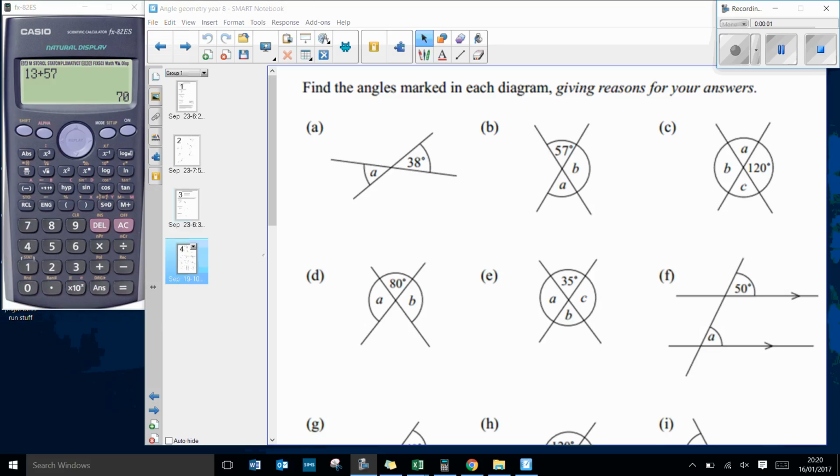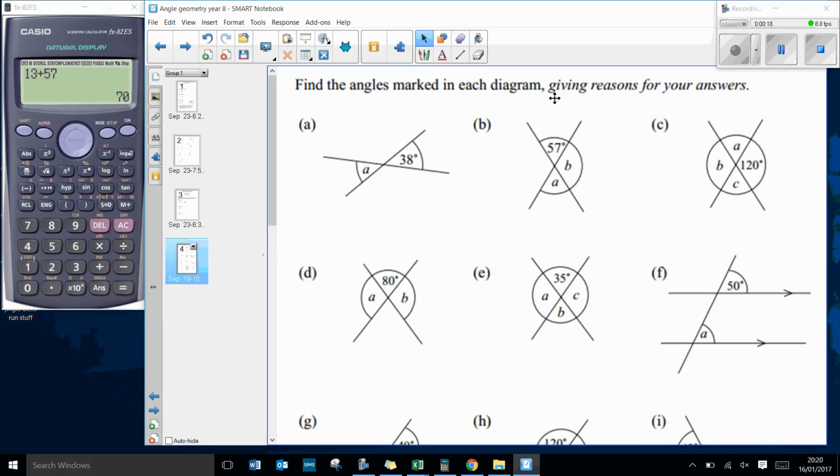We're going to do some examples here. Some of them are with parallel lines, some of them are from before. So as I said earlier, we need to remember all our reasons. First one, we have to find the angle and give a reason for it for each one.